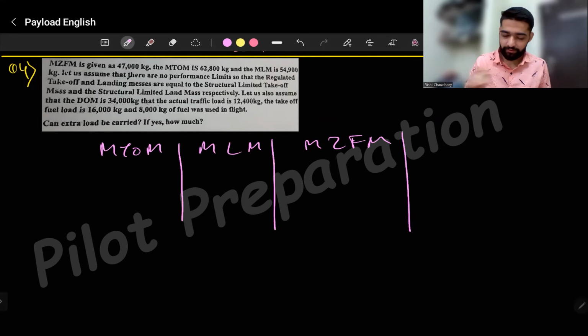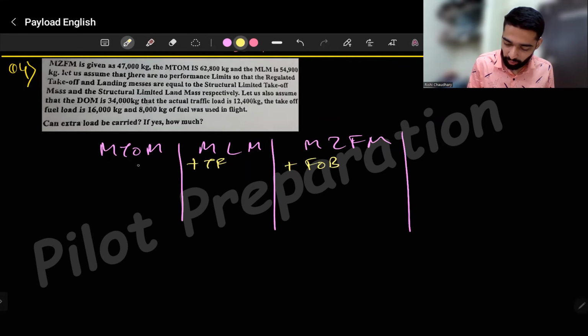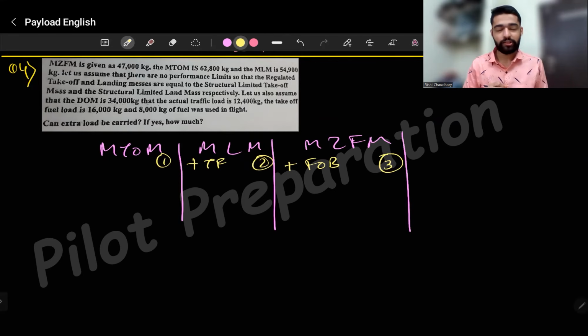Right away, I will make this table and then I will add plus trip fuel plus FOB, which will give me MTOM1. This is MTOM2. This is MTOM3. Correct? Or maximum takeoff weight 1, maximum takeoff weight 2, and 3. If I add trip fuel, isn't it? And if I add FOB, I will get MTOW3. So this is the first thing which I always do whenever I see this type of question.